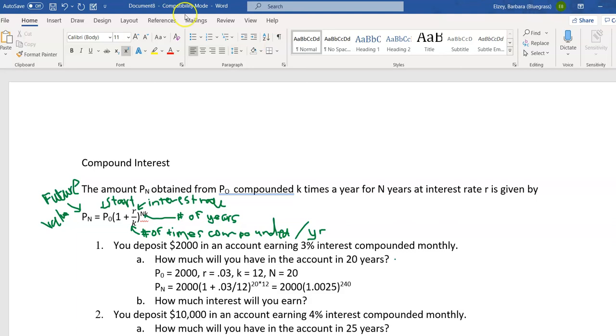Now, using our order of operations, we've got to do our exponent first. So we've got to take our 1.0025 and raise it to the 240th power.